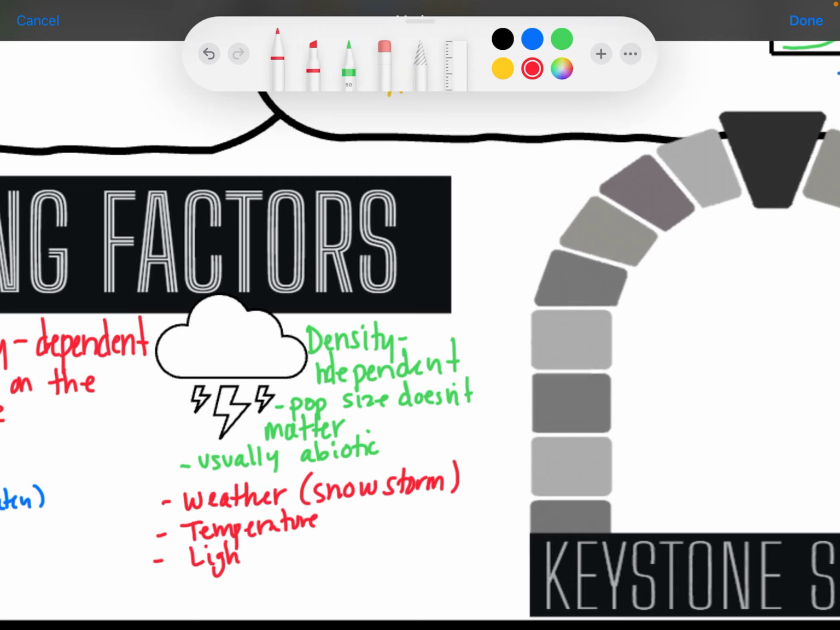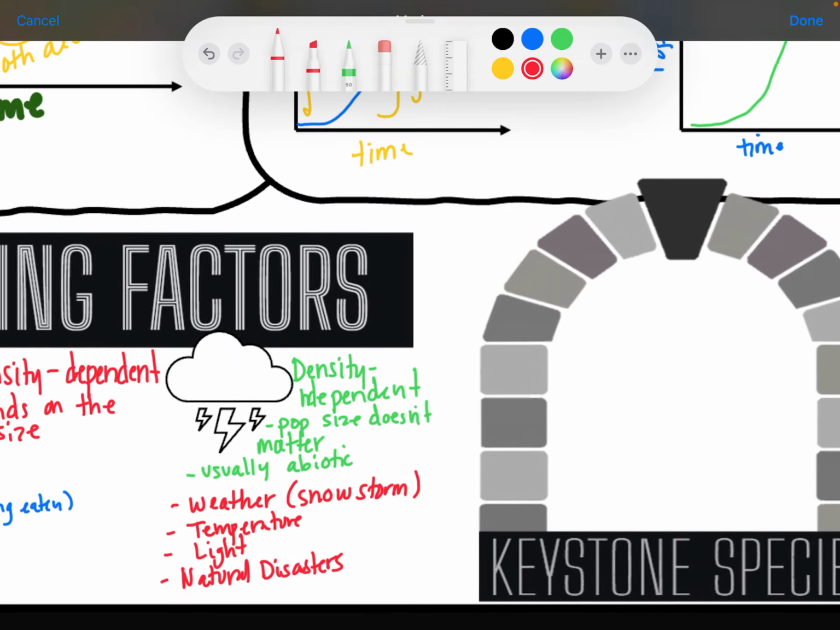Could be the amount of light. If you had plants growing in a bucket and then you put a lid on it, eventually they would die. It had nothing to do with the number of plants there were and everything to do with the sunlight. It can also be natural disasters like volcanoes, earthquakes, tornadoes. Doesn't matter how many there are, just things that happen.